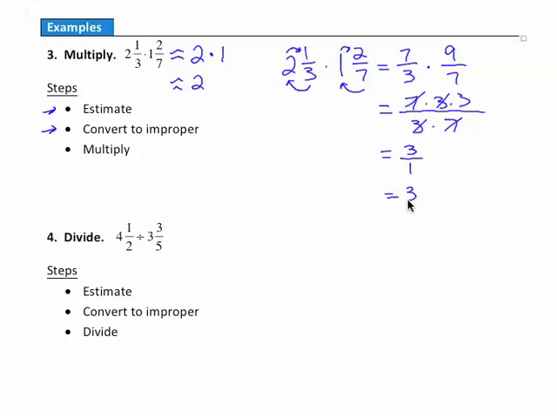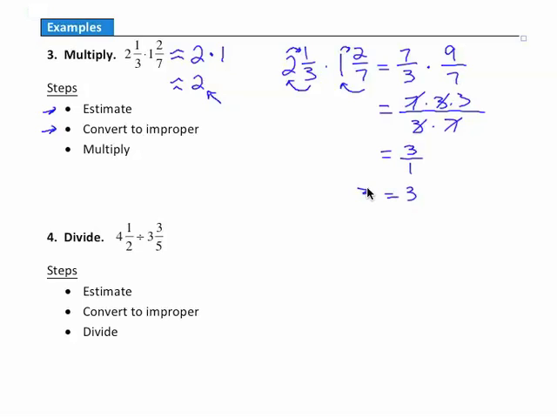Now we're going to check that back with our estimate. Well, our estimate was 2. Our answer is 3. Remember, our estimate was not going to be perfect, but that is close enough for us to be confident that we didn't make a mistake in our calculations.